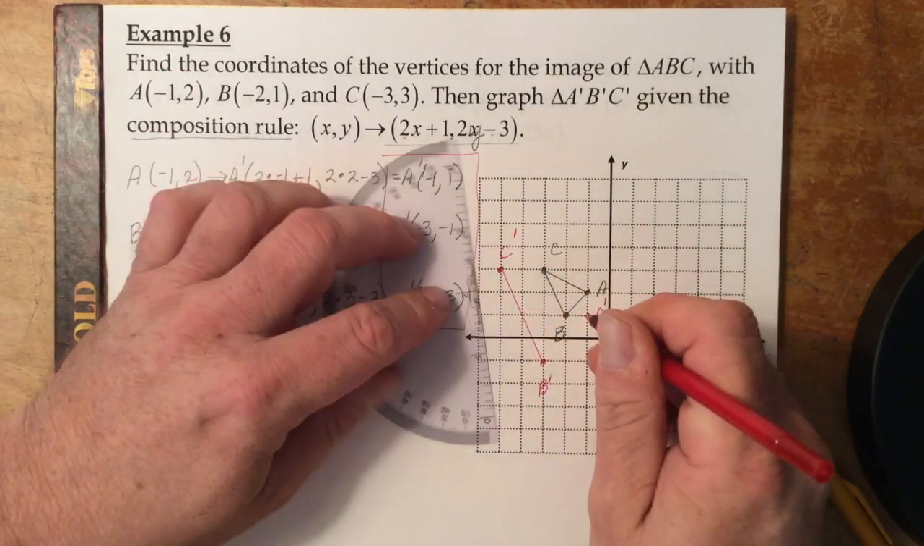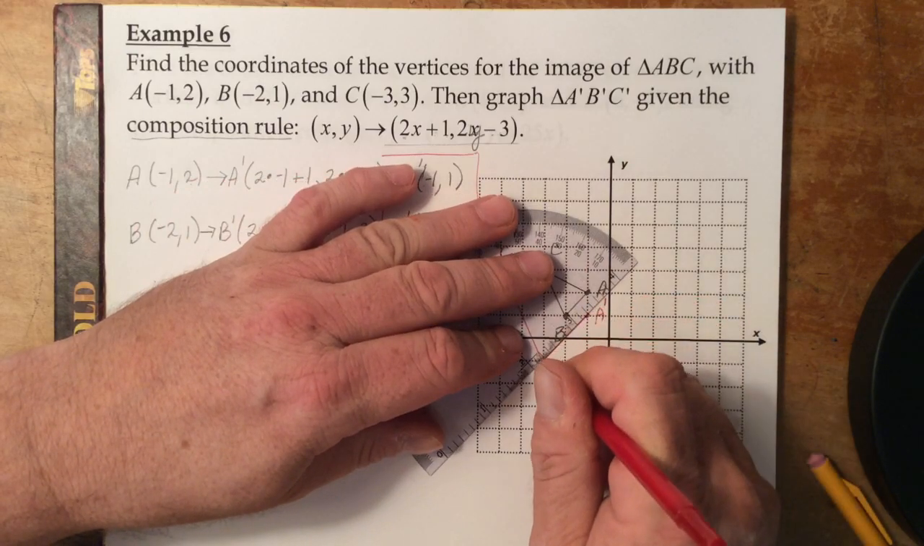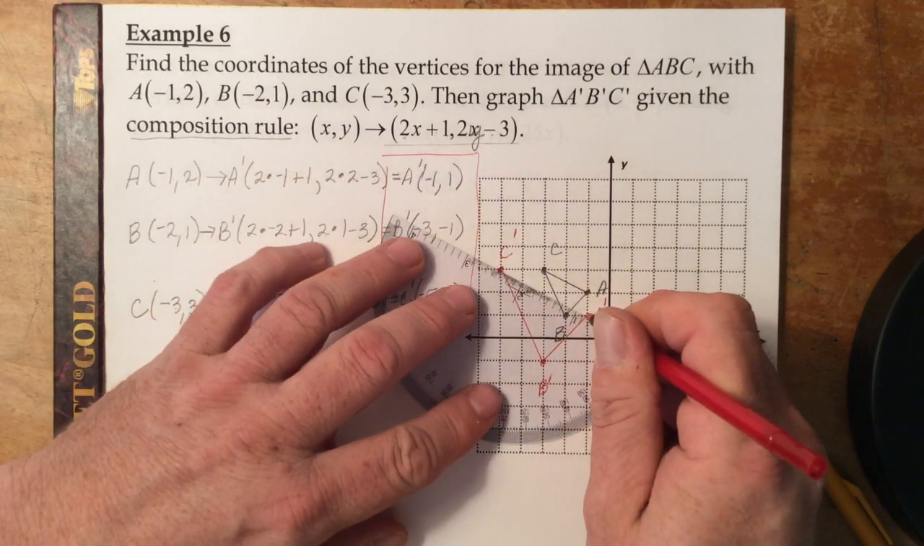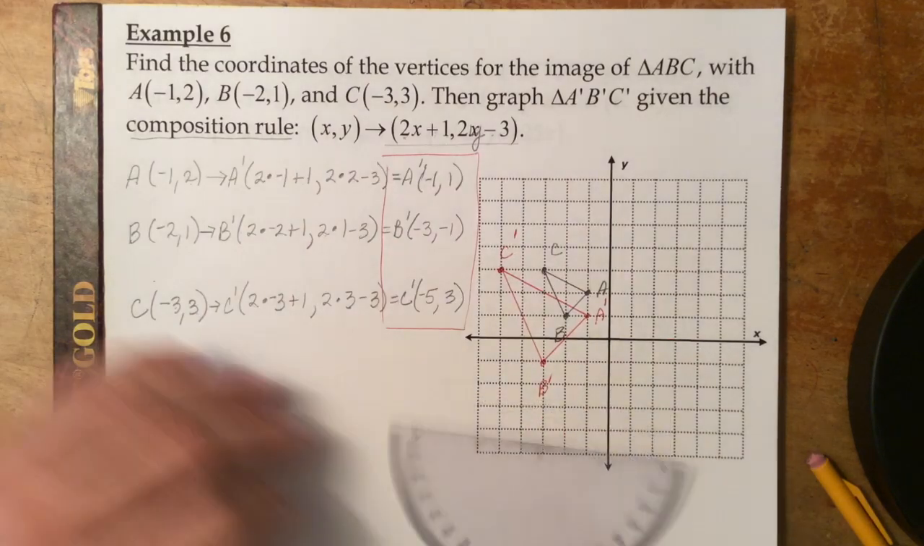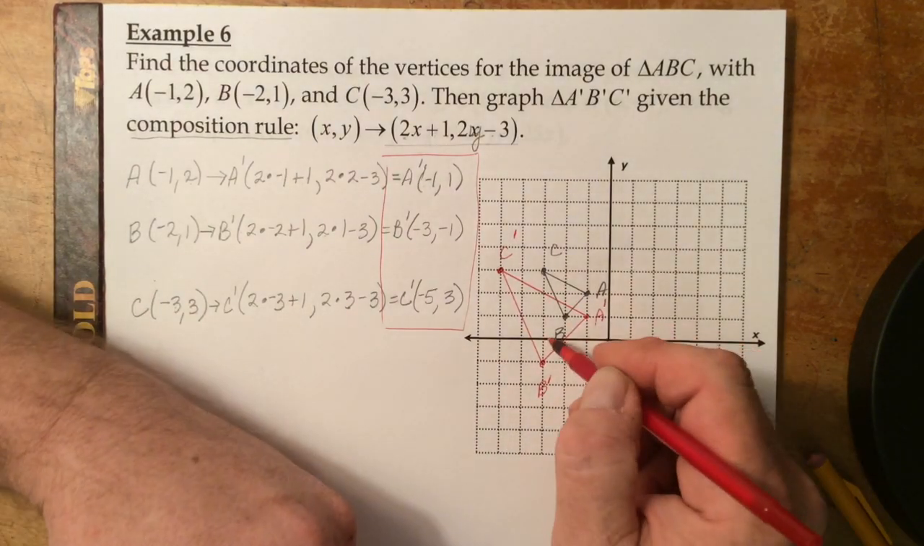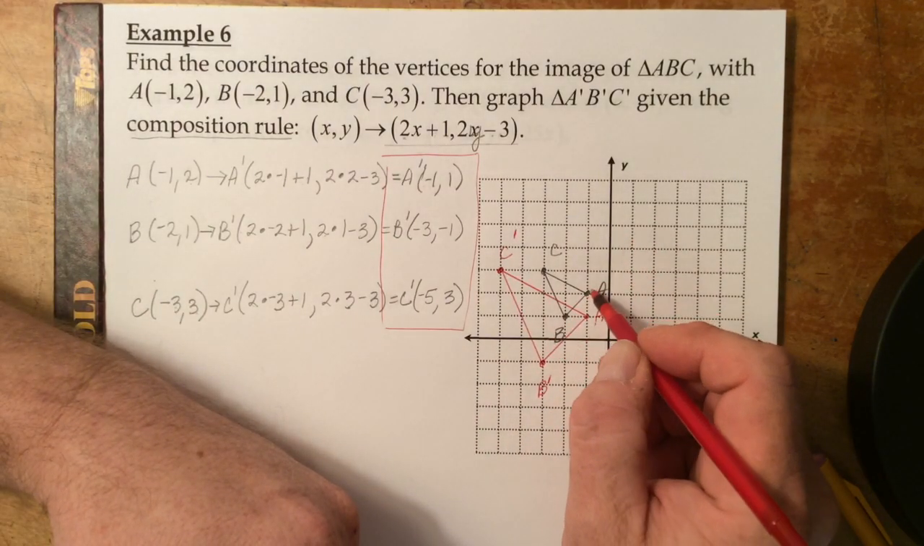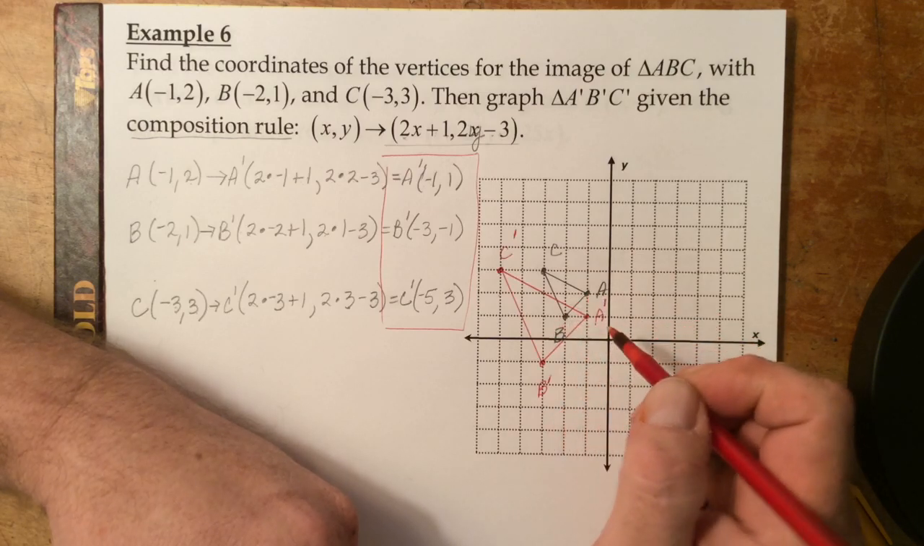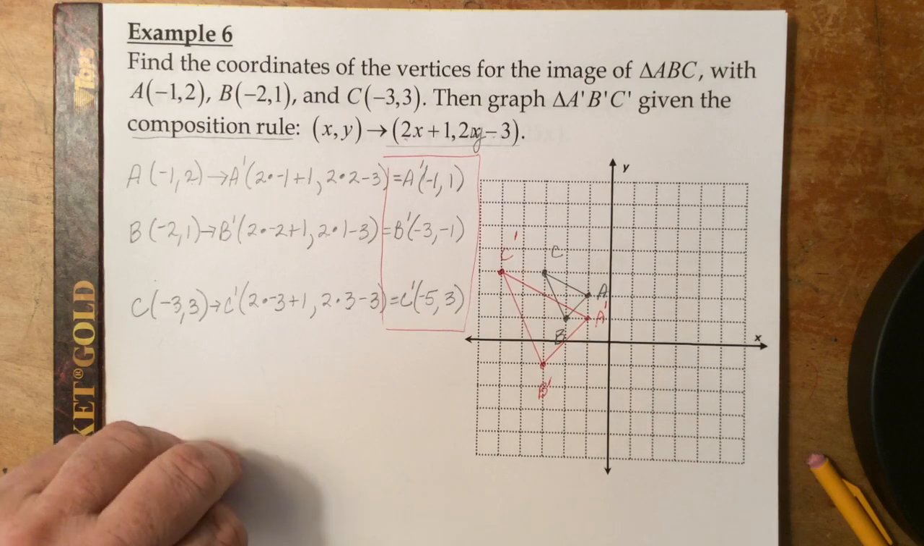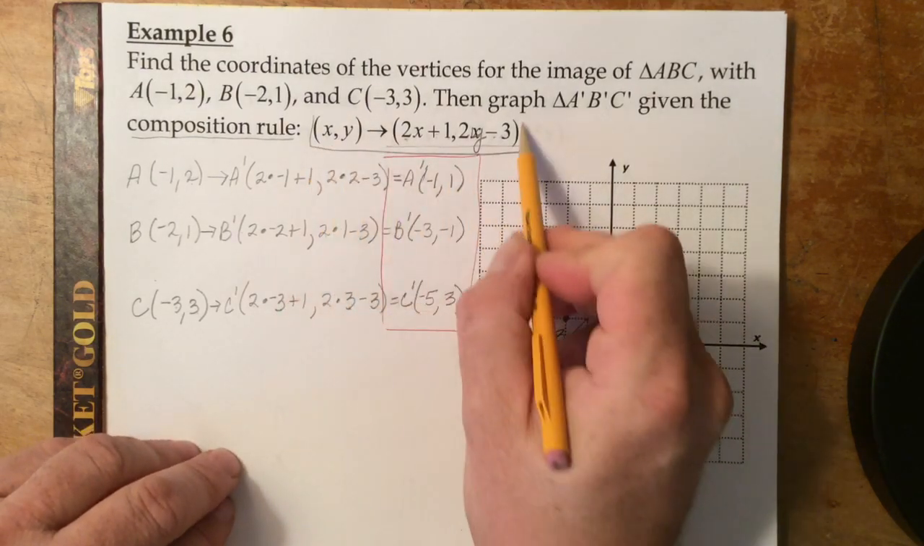Connect the points, the vertices for this triangle. It's maintained its shape, but it is larger. So there's been some sort of enlargement here, but there's also been a slide or translation. It has slid out of place. It all came from this rule right here.